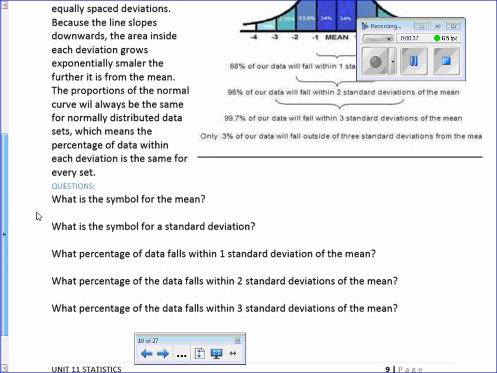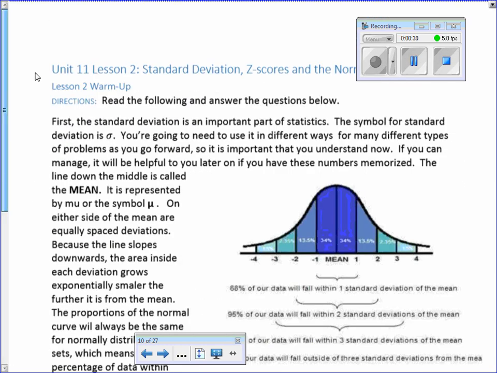This is a test of your reading skills here, okay? So I'll read it to you. You should probably read along. All right? It says, first, the standard deviation is an important part of statistics. The symbol for standard deviation is sigma. You're going to need to use it in different ways for many different types of problems as you go forward. So it is important that you understand now. If you can manage, it will be helpful to you later on if you have these numbers memorized.